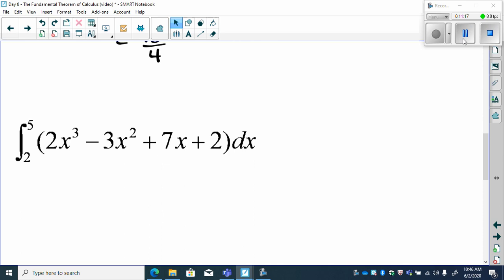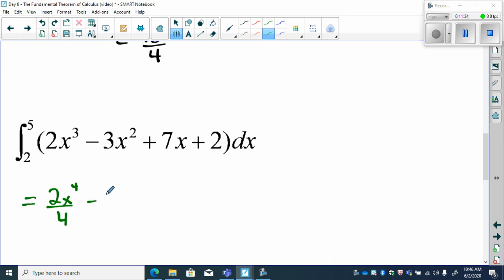So here's an example. The first thing I'm going to do is evaluate or calculate the antiderivative. The antiderivative of 2x cubed would be 2x to the 4th over 4. The antiderivative of negative 3x squared would be negative 3x cubed over 3. I'm adding 1 to the exponent, dividing by that new exponent.